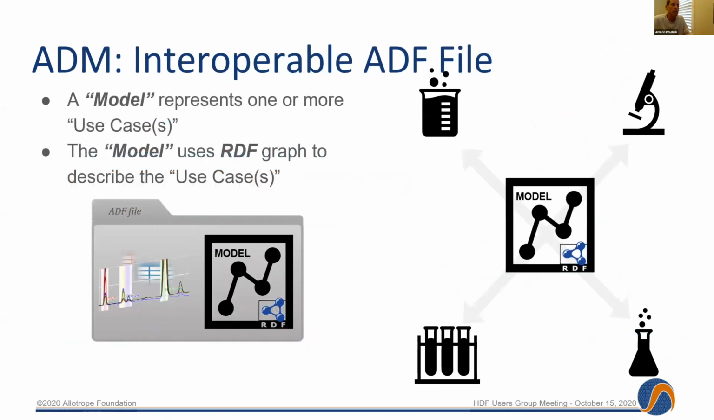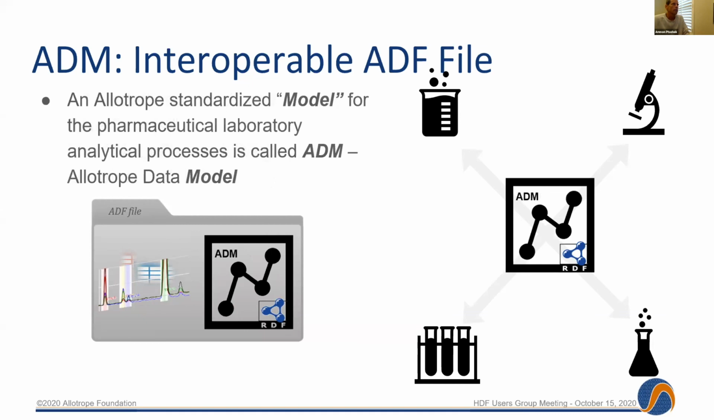So now that we understand the terms to achieve interoperability and the ontology, we can start building a model. A model represents one or more use cases. It's a representation of a use case of a technique, and the model uses an RDF graph to describe this technique or use case. An Allotrope standardized model specifically for the pharmaceutical laboratory analytical process is called ADM, Allotrope Data Model. So just for the pharma industry, we define it as ADM.